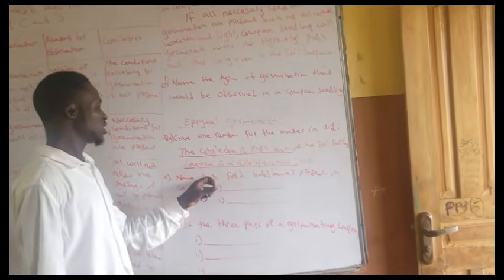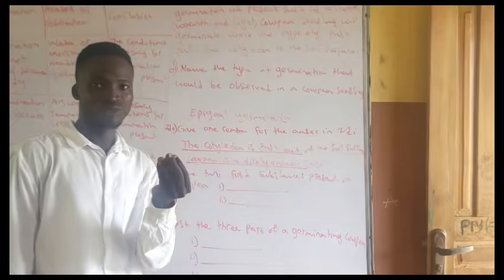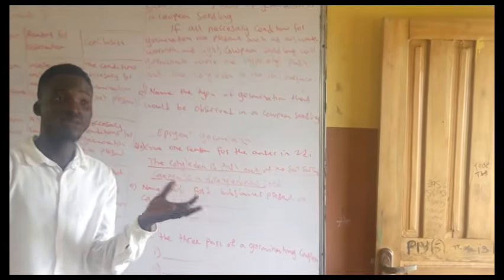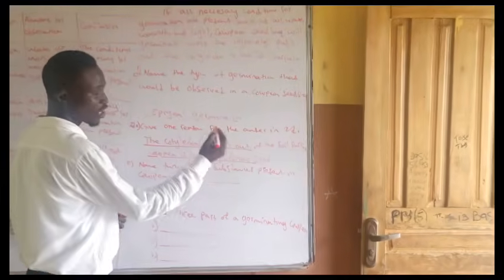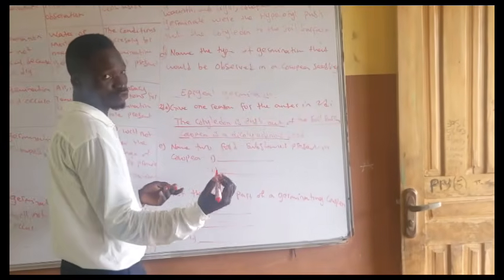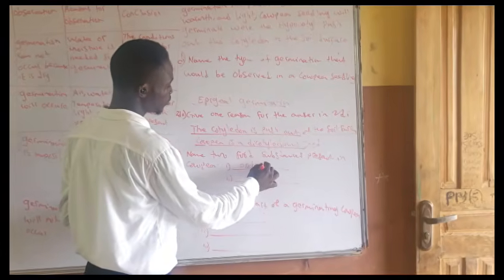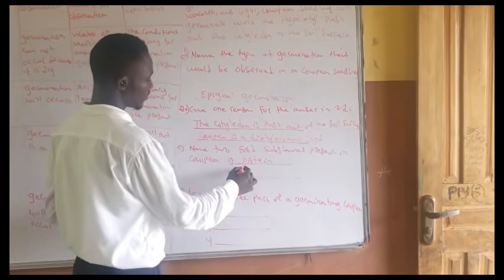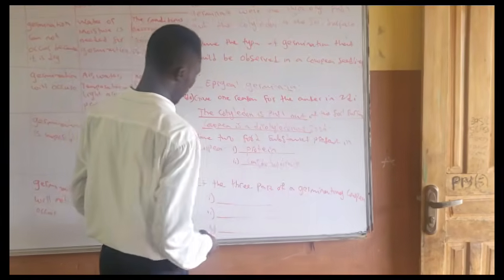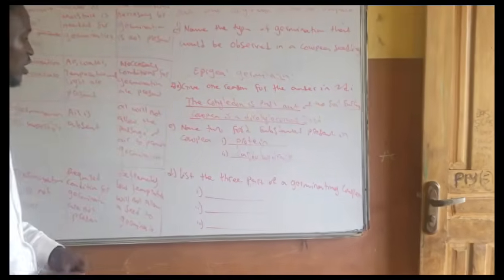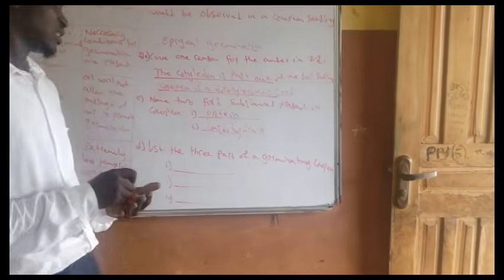The next one says, name two food substances present in cowpea. What's the meaning of food substance? The food material we derive to feed on. From primary and secondary school, under classes of food, cowpea contains protein, and of course, carbohydrates too.